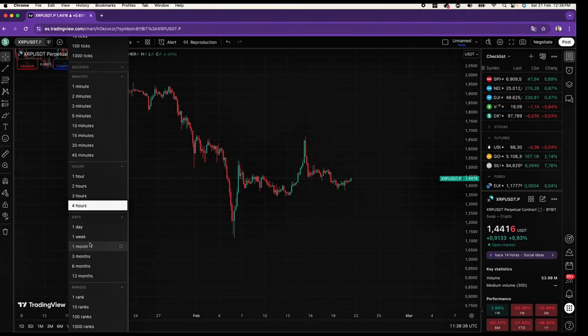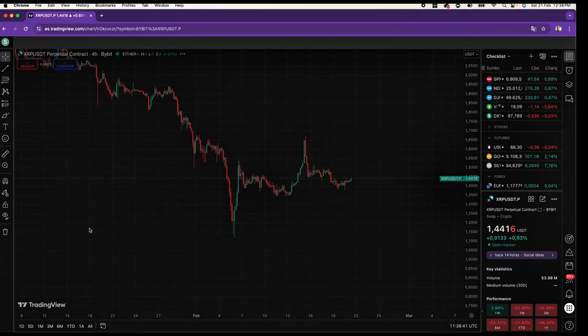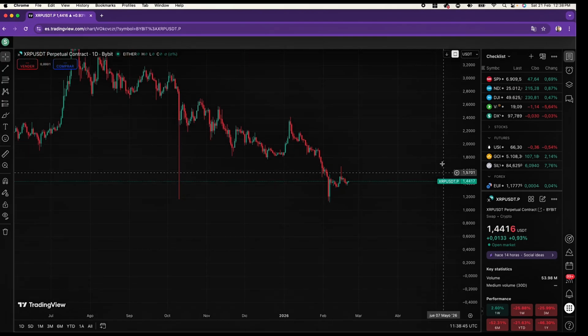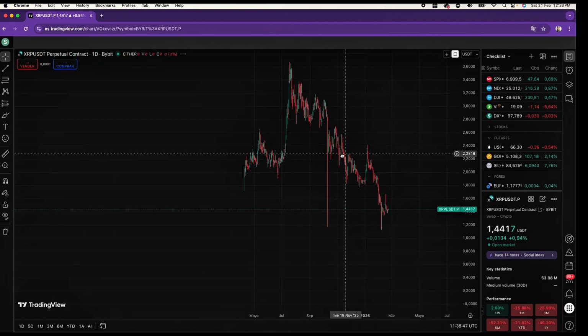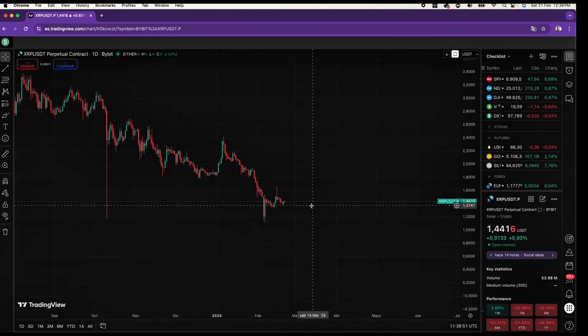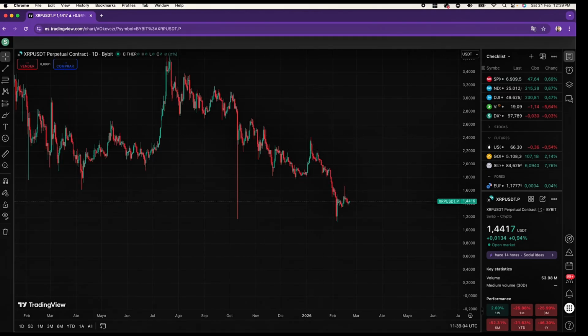Most importantly, let's look at the 1 day chart. The 1 day chart is literally corresponding to what the 4 hours says. There's not much difference. As you can see, we are just in between the support, and here is our resistance. So we have a resistance on the 1 day of 1.5 on the SRP USDT.